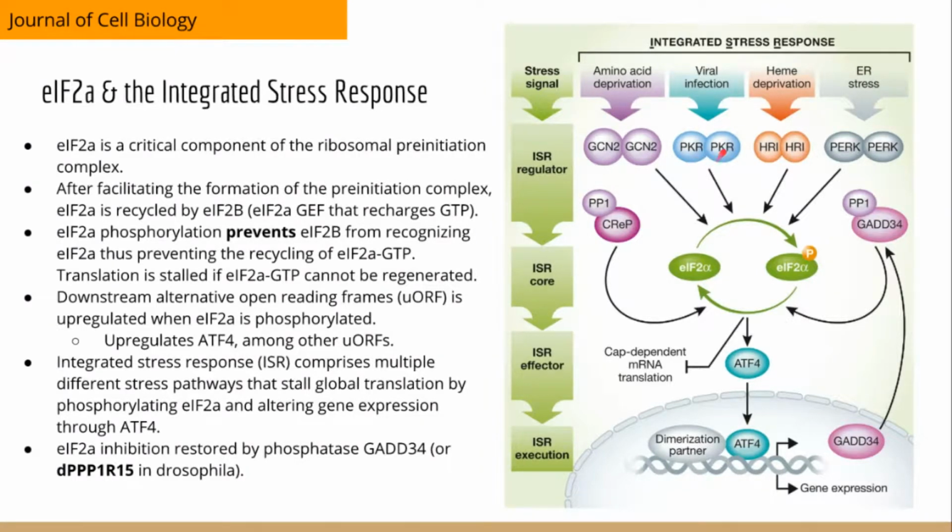PKR, for example, is activated by a unique trigger, and that is the viral response. And let's see, GCN2 over here is activated by amino acid deprivation. And PERK, which is going to be important for this paper, is activated by ER stress. Normally, it's activated by ER stress.